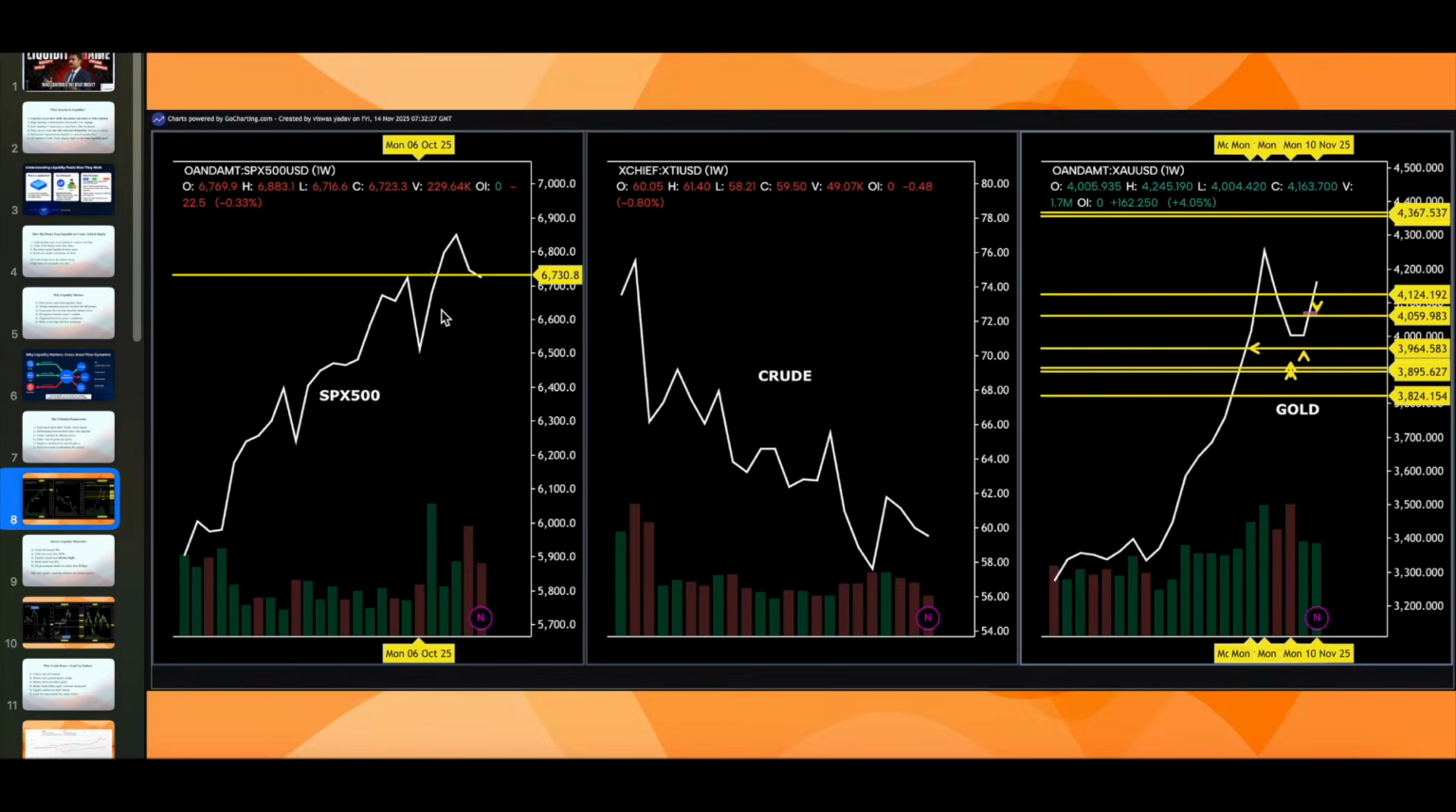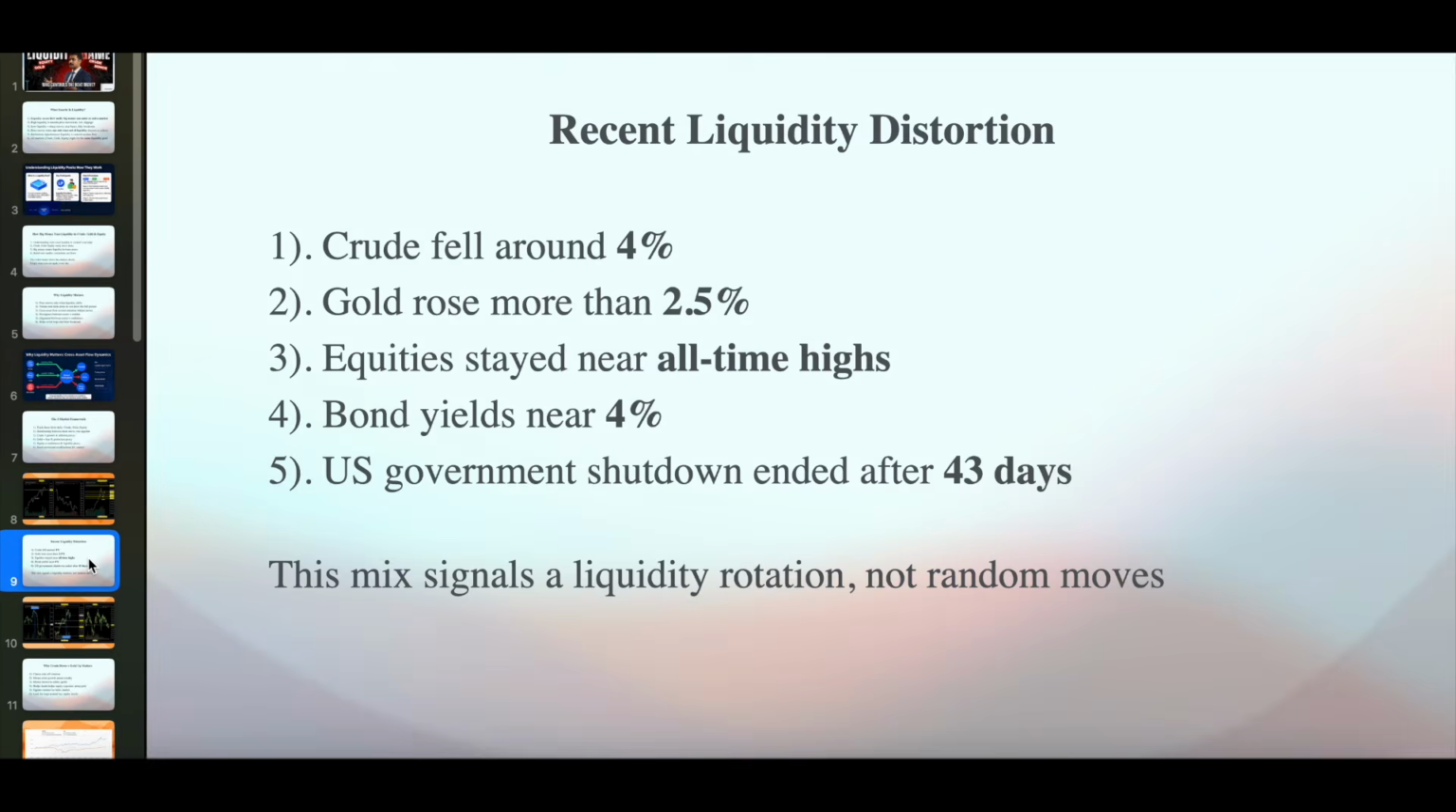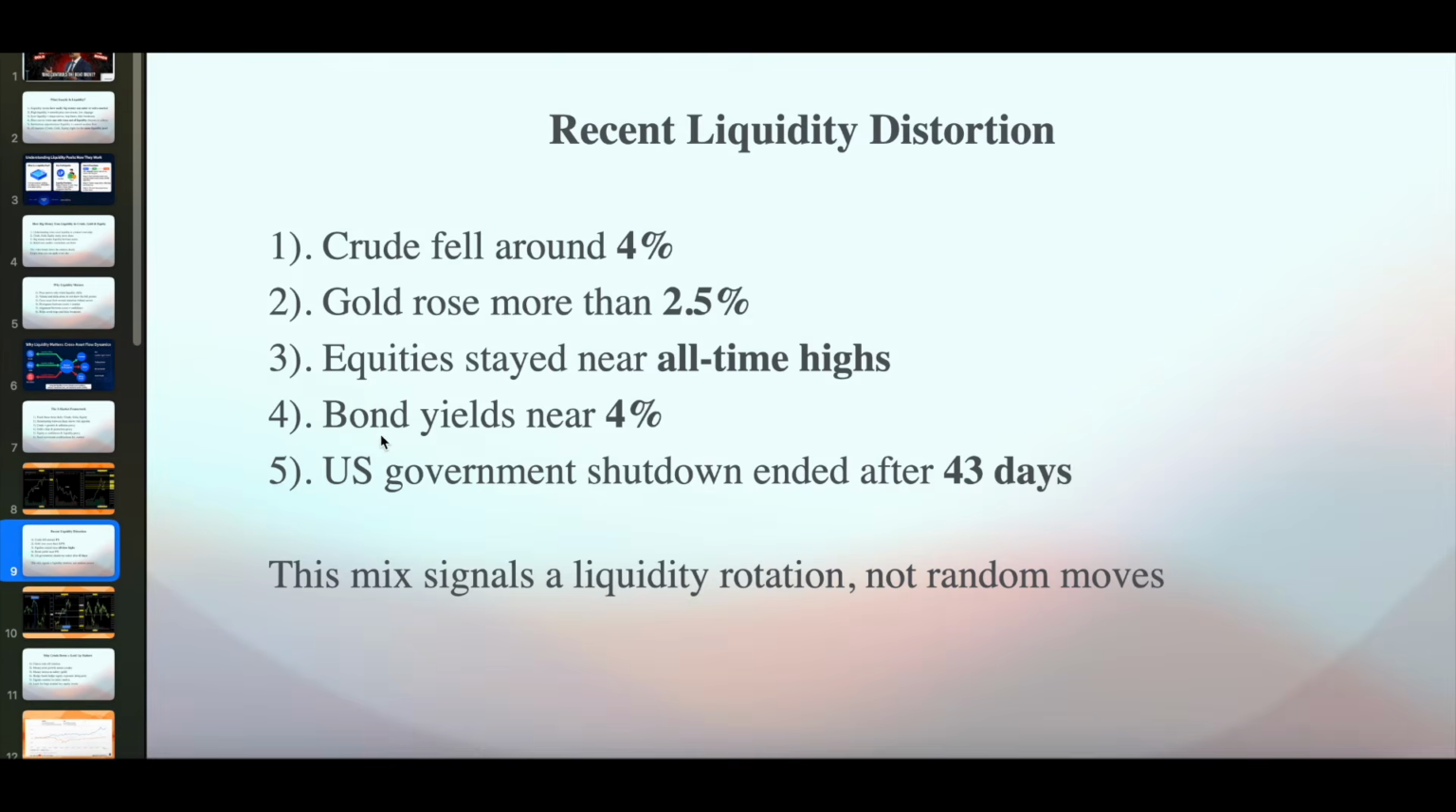Okay, in this example, this is a recent example I already covered above. You can see the SPX try to fall from the higher, right, where the crude also fell and the gold rose. Recently this happened where some distortion we saw and the crude fell around 4% in a single day, and the gold rose more than 2.5 to 3%, right, on Thursday session. And equity stayed near all-time high mostly.